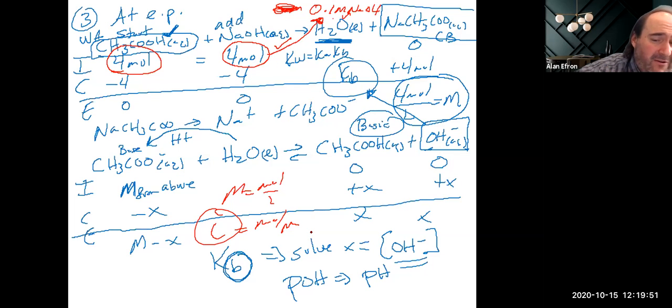You need to know the volume of how much you added to do this part of it to convert things back to molarity. So that's why it's important to be able to figure out sometimes the volume to reach the equivalence point. Again, sometimes they don't tell you those things.